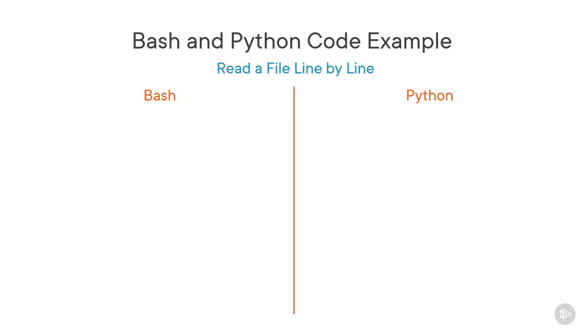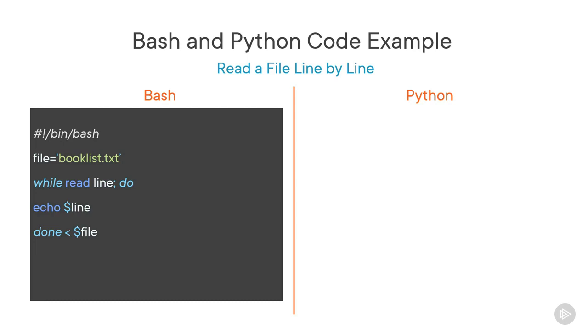Now in this next example, we're going to look at using both Bash and Python to read a file line by line. So on the Bash side, we specify the file that we want to read.